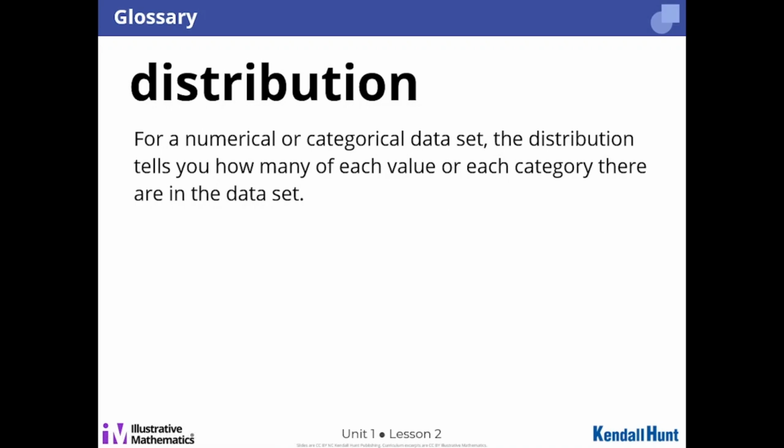Next, we have the term distribution. For a numerical or categorical data set, the distribution tells you how many of each value or each category there are in the data set.